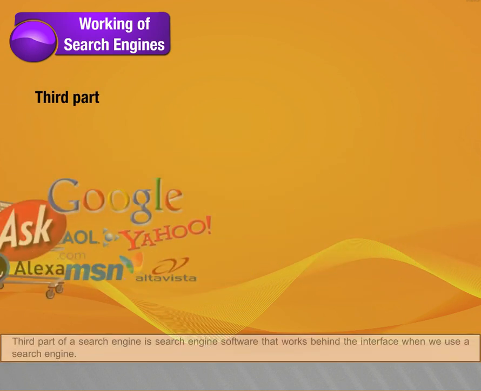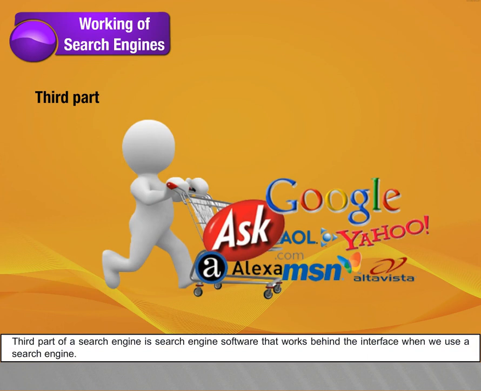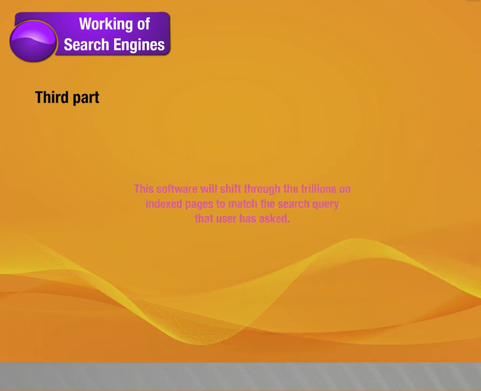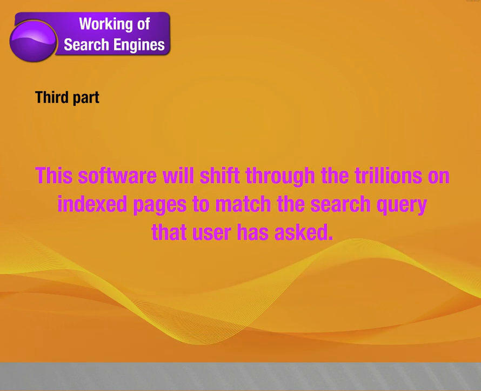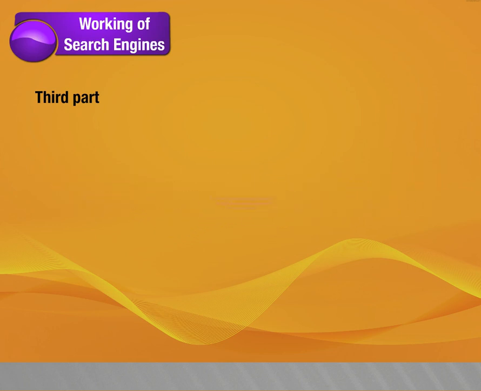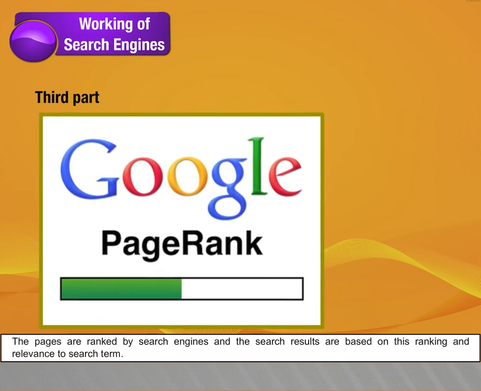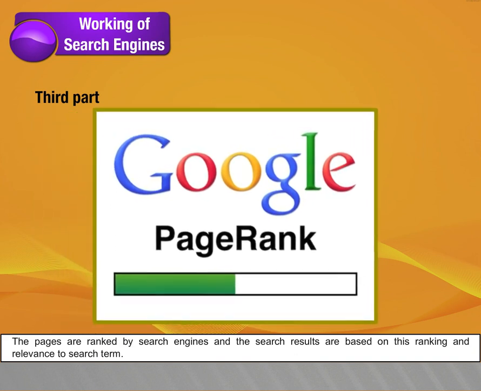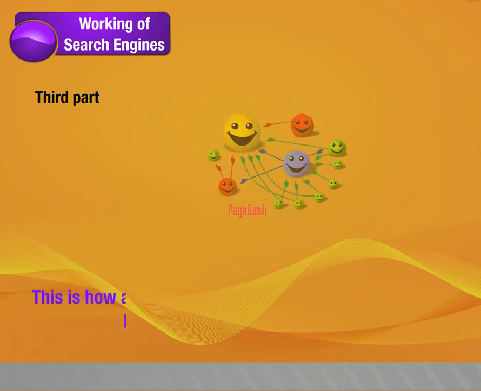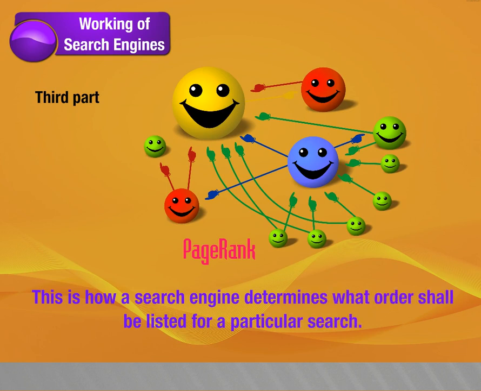Third part of a search engine is the search engine software that works behind the interface when we use a search engine. This software will sift through the trillions of indexed pages to match the search query that the user has asked. The pages are ranked by search engines, and the search results are based on this ranking and relevance to the search term. This is how a search engine determines what order shall be listed for a particular search.